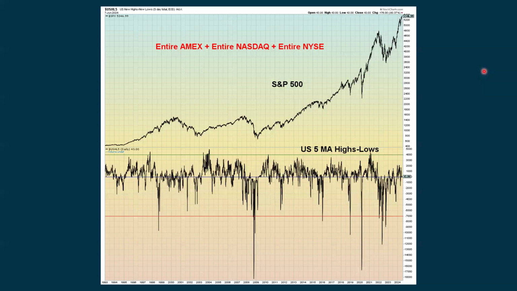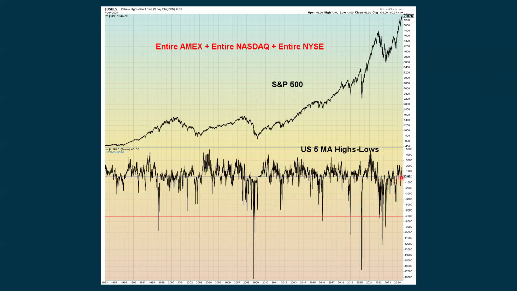Then this is something that kind of comes in and out of the daily video. This is the Amex, NASDAQ, and NYSE. So very broad market look. And then we take a 5-period moving average of the highs minus the lows. Even though we've been dropping back, we're still above zero.